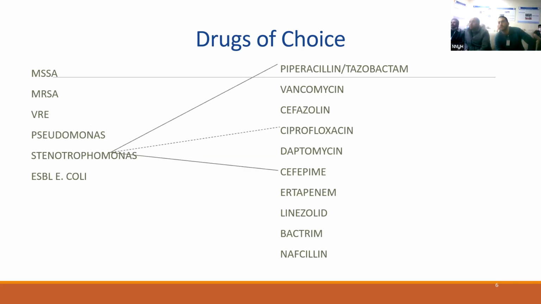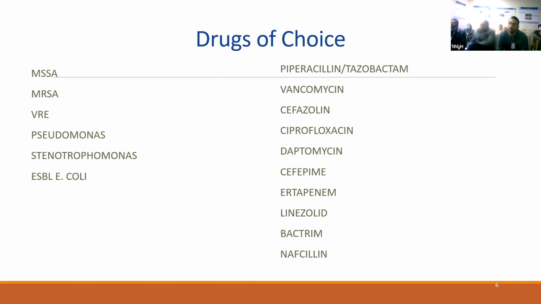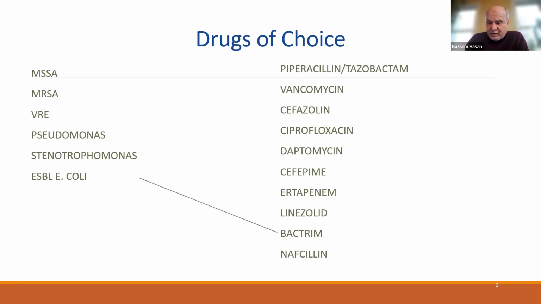Pseudomonas. Piperacillin-tazobactam. We call it zosyn here. Stenotrophomonas. This is a highly resistant microorganism. It's kind of opportunistic, affects immunocompromised patients and sometimes colonizes wounds. There are not too many antimicrobials that can kill this microorganism, but Bactrim usually is the drug of choice. Sometimes it is susceptible to the fluoroquinolones like ciprofloxacin. ESBL E. coli, extended spectrum. Excellent.